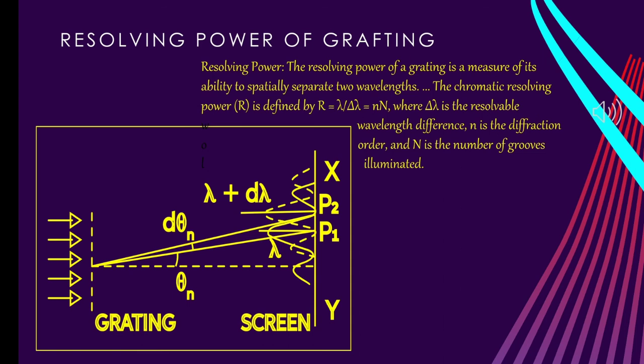Now coming to resolving power of grating. What is meant by resolving power? The resolving power of a grating is a measure of its ability to spatially separate two wavelengths. The chromatic resolving power R is defined by R equals lambda by delta lambda, which is equal to n times N, where delta lambda is the resolvable wavelength difference, n is the diffraction order, and capital N is the number of grooves illuminated. As you can see in the diagram, this is the resolving power of grating. Here we calculate the resolving power of a microscope or telescope.